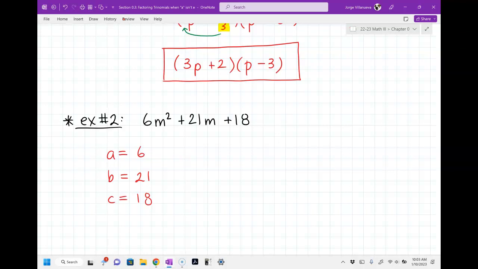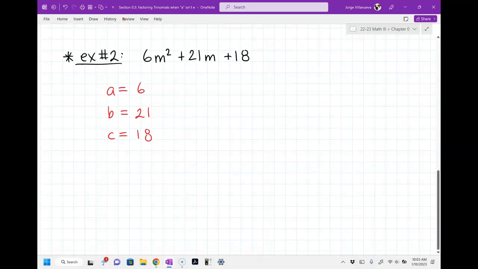What's kind of scary about this one? If I do my X method, what am I supposed to multiply? 6 and 18. That's not going to be small, right? That's not going to be a small answer. It's nice when they're small answers because then I can think of factors for them, okay? But this isn't small.